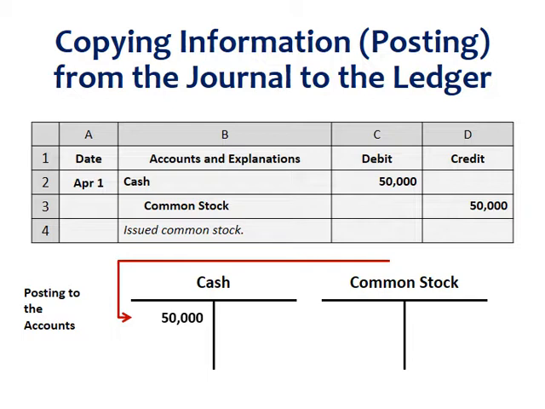This diagram shows how a stock issuance transaction is posted to the accounts. The debit to cash will flow down to the debit or left side of the cash T account. The credit in the journal entry will flow down to the common stock T account and will appear on the right-hand side or the credit side of that T account.